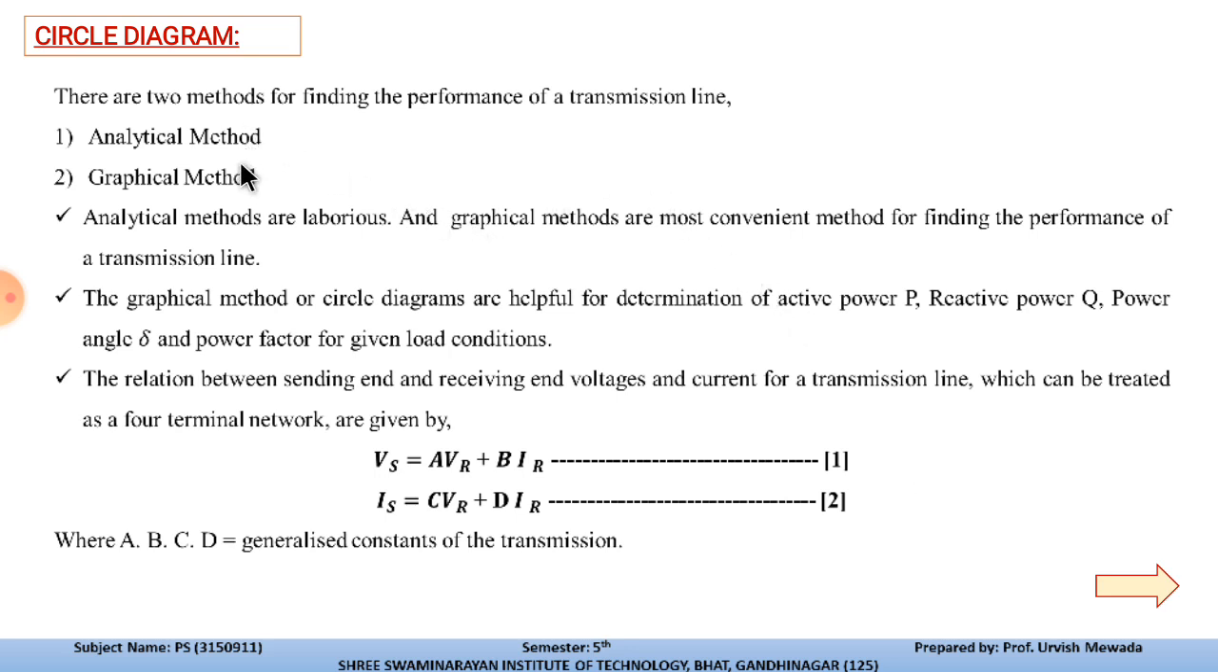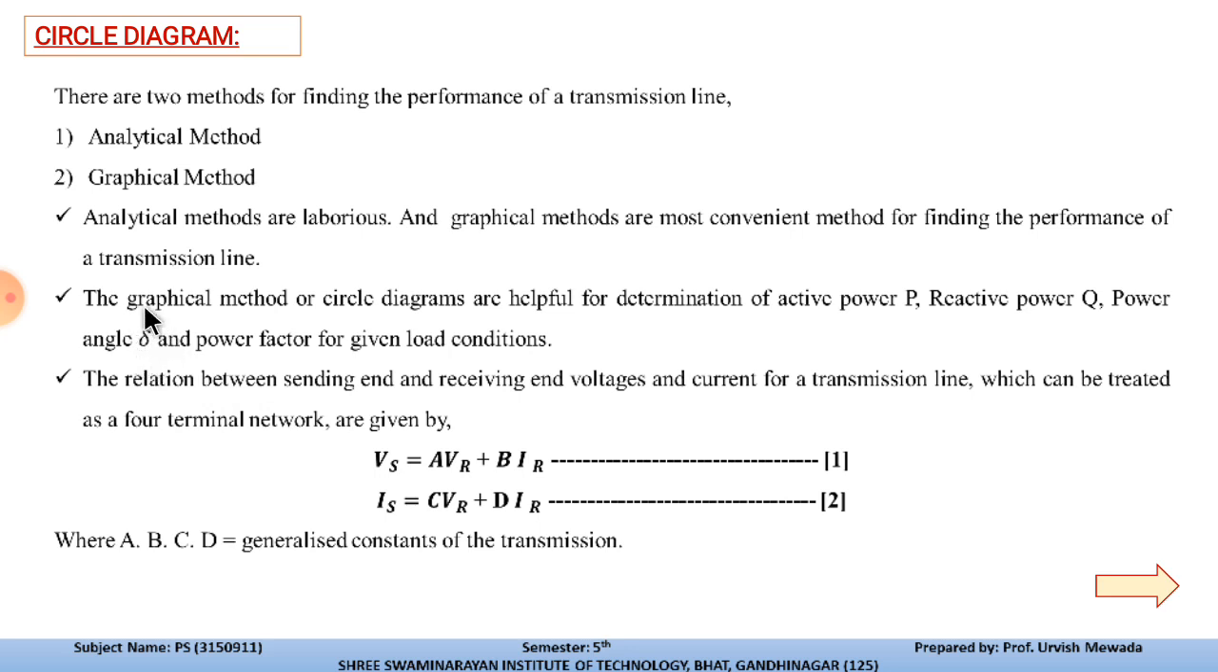In the analytical method we do manual calculation, so it consumes more time and it is a complex system. So we adopt the graphical method to draw the receiving end power circle diagram of the transmission line. And the graphical method or circle diagram is helpful for determining the active power, reactive power, and power angle delta. So this is the most important factor, power angle delta.